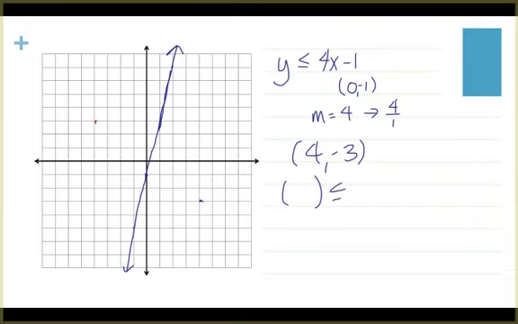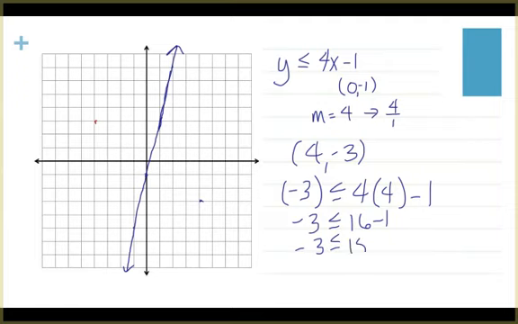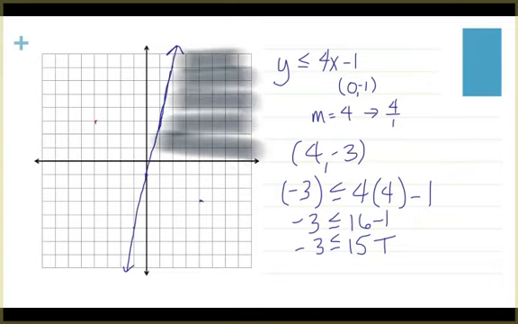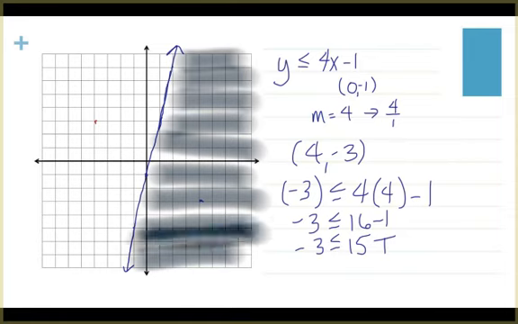Y is less than or equal to 4 times x minus 1. My y is negative 3. My x is 4. Negative 3 is less than or equal to 16 minus 1. Negative 3 is less than or equal to 15. That's true. So I'm going to shade the side that includes that point. I picked the blue point, so I'm going to shade this way. Again, you don't want it to be too dark.